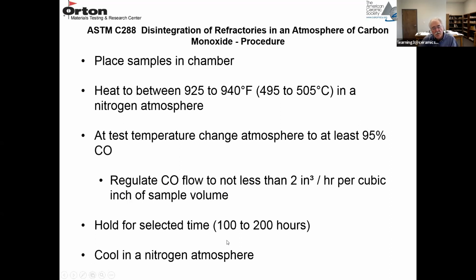And you run the test for 100 or 200 hours. 100 hours is usually a significant amount of time. And if you're going to have CO disintegration, it's going to happen by the time you reach 100 hours. Some other industries, the steel industry, have some variations on this where they run 40 or 50 hours. Some people like to run 200 hours. But if you run 100 hours, you'll see what's going to happen. So after your time period, you shut the CO flow off and you cool it down in nitrogen.